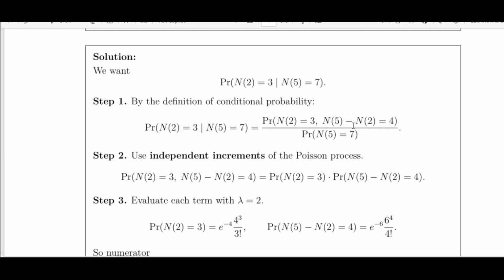The intersection is supposed to be N(2) = 3, comma, N(5) = 7. But relax, realize that N(2) is already 3. So if it's already 3, then we can make it the subject, because if you say N(5) minus N(2), we're trying to say that between time 2 and time 5, there were 4 customers, which is very true.